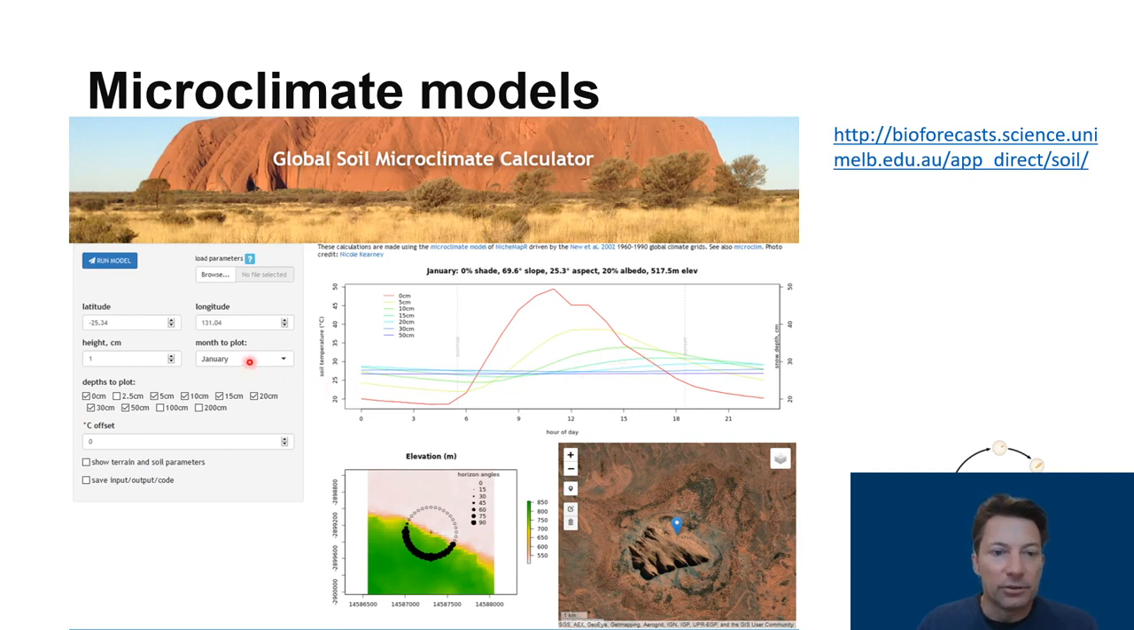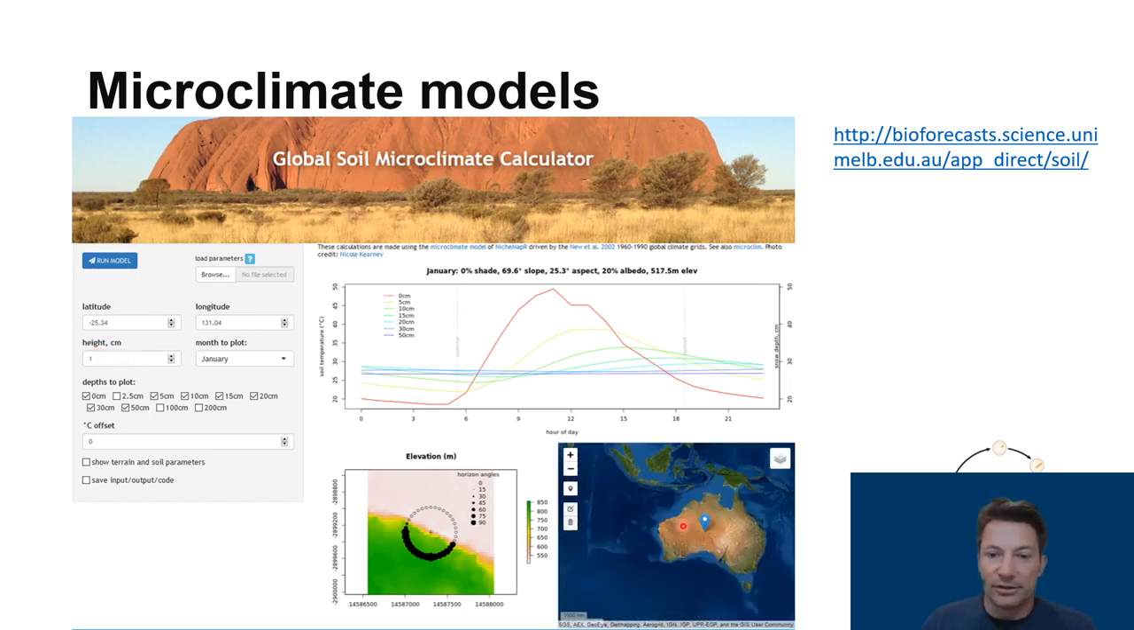And you can choose which month you're looking at in terms of that soil plot. You can choose which depths you want to see. You can plug the latitude and longitude manually in here if you want. And also you put the height of interest for the microclimate model here as well. So, well, this is just zoomed out to show you where in Australia we are here in this particular simulation.